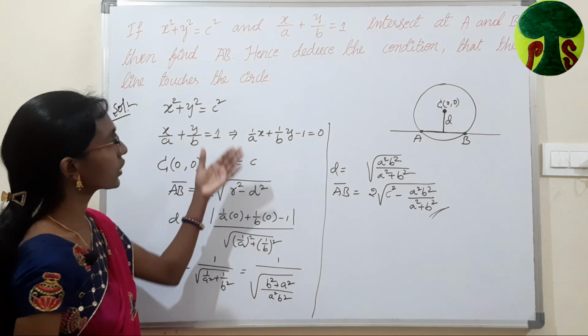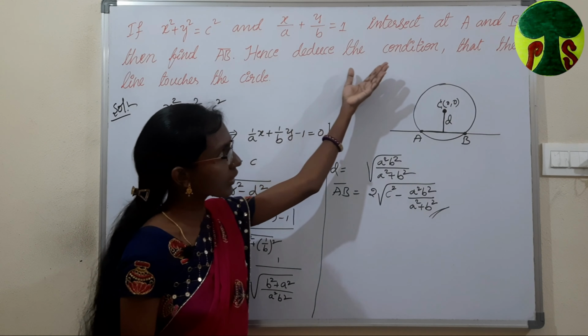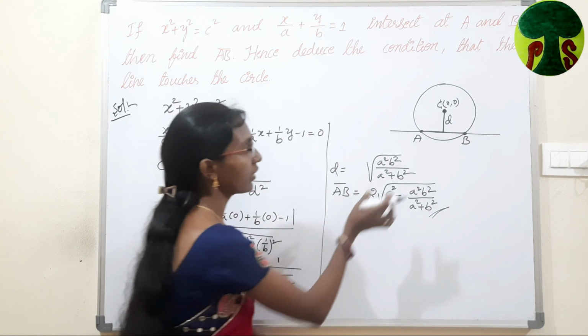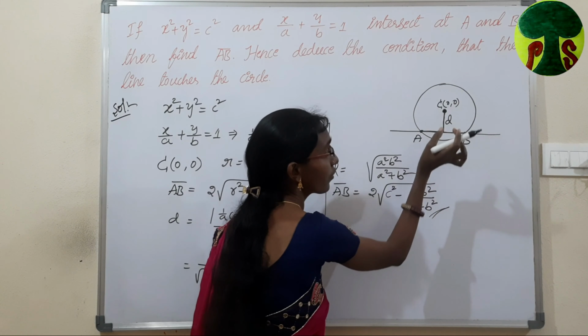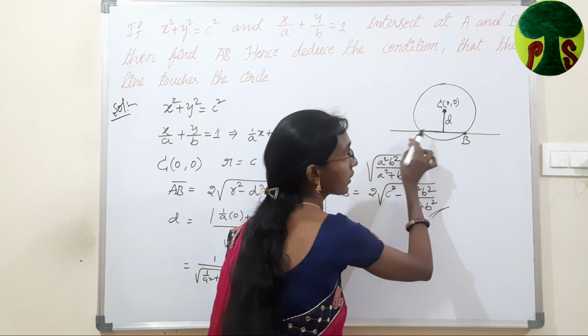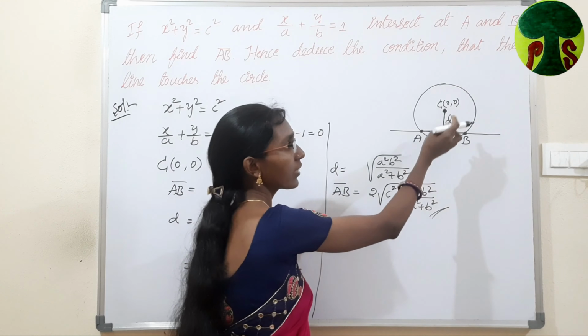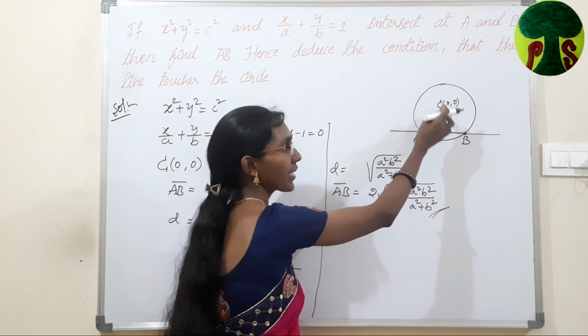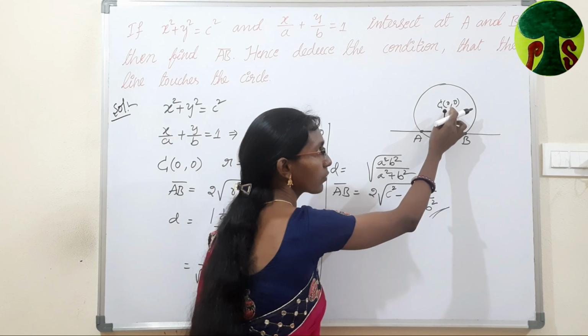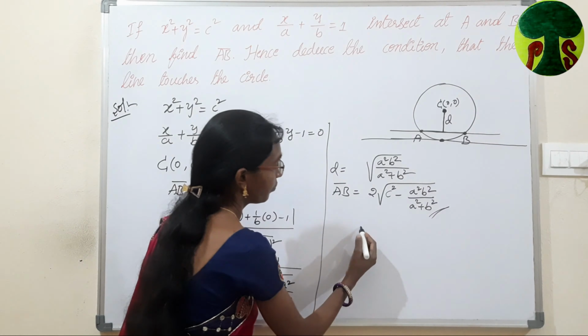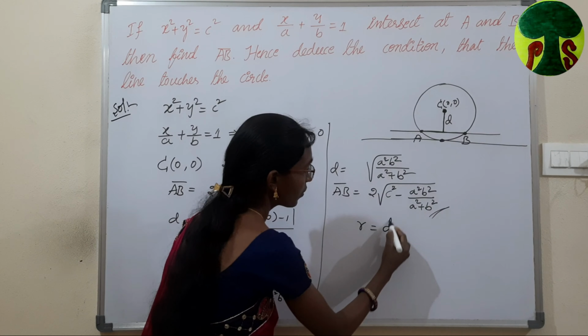Now, according to the question, what we have to find? We have to find the condition that the line touches the circle. When this line touches the circle, it will become a tangent to this circle. If a line touches the circle, then the radius of the circle as well as the perpendicular distance from the center to this line should be equal. So r is equal to d.